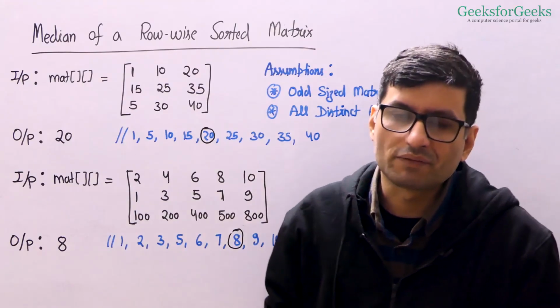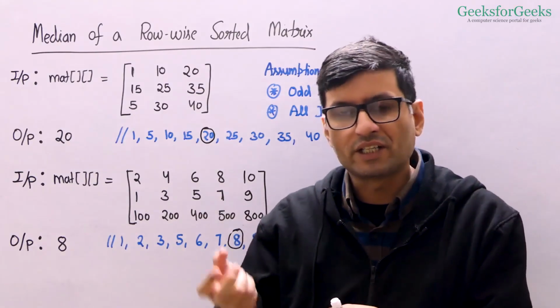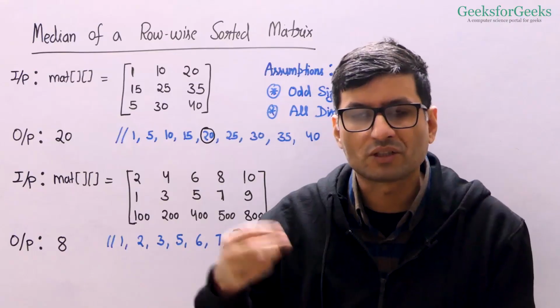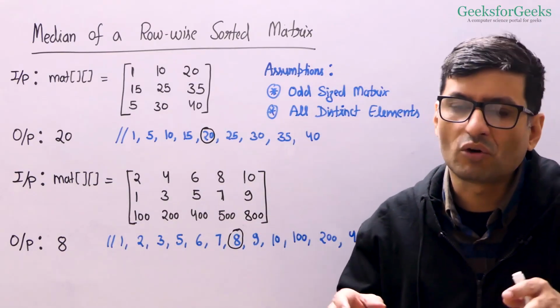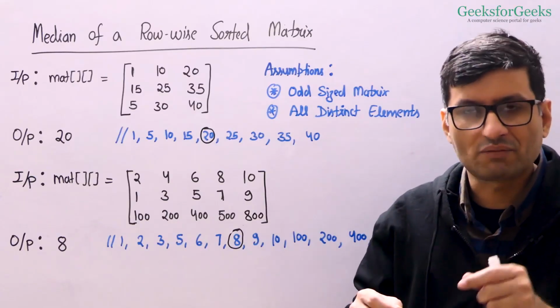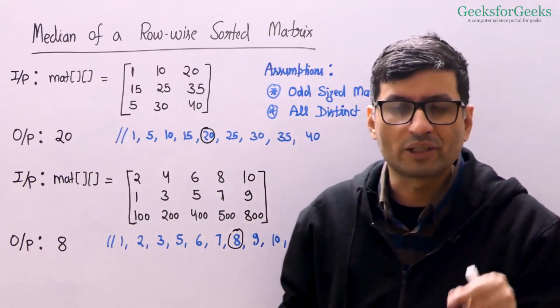There can be multiple definitions of median. You can find the average of the two, you can return the first one or the second one. The most common is the average of the two. Here we are considering an odd sized matrix, so we just have a middle element and we can return that middle element.